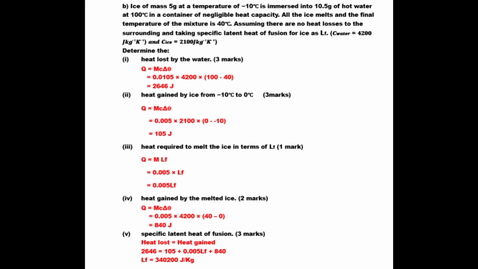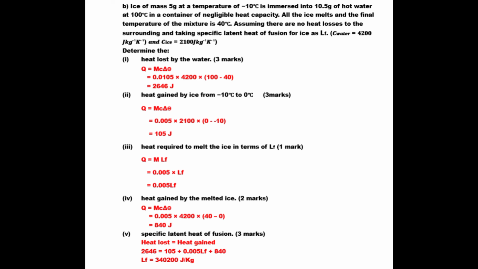Remember, ice is gaining heat in 3 stages: from -10 to 0, at 0, which is the melting point, then 0 to 40, which is the final temperature of the mixture. Lastly, Roman 5, specific latent heat of fusion, in other words, the value of LF.